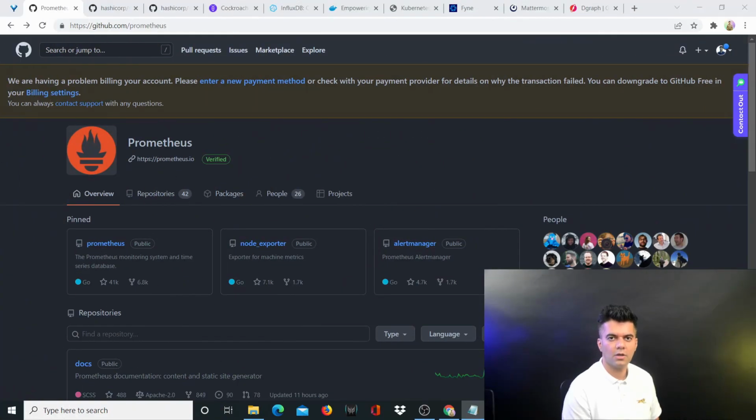So now let's talk about the open source projects. The first one that I want to talk about is Prometheus. It's extremely widely used and very popular. It's a cloud monitoring system and an events tracking and alerting system.